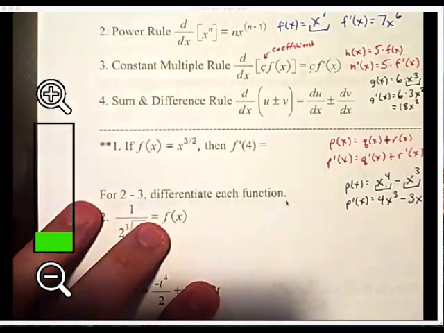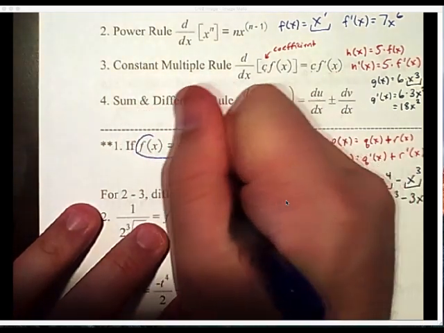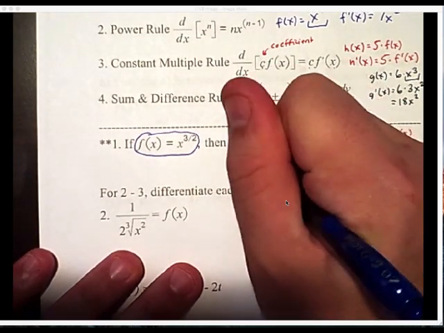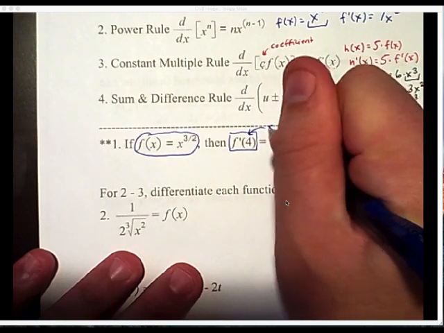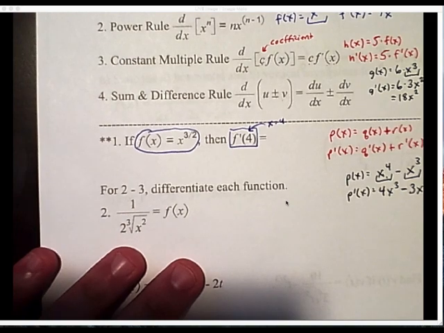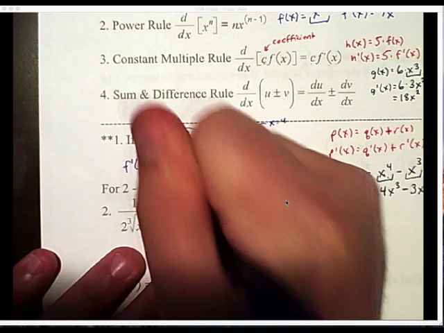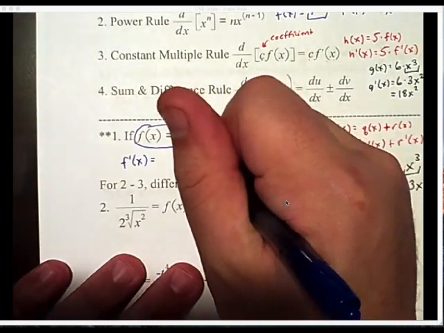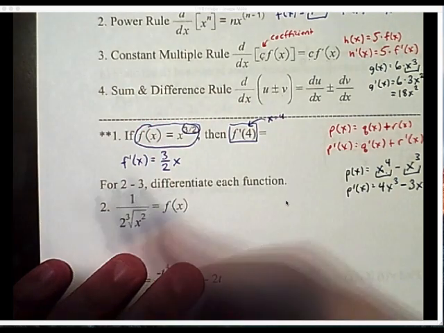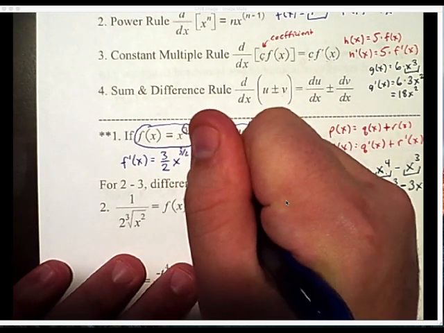Okay. So in number 1, they're telling me this is the original function. But they're asking me what's the derivative evaluated at an x value of 4. Well, the easy way to do that without using the definition of derivative is let's first find out what f prime for all of x is. Okay, so this is a power. It moves out front. Now you have to reduce this by 1. So you have to take 3/2 and subtract 1.